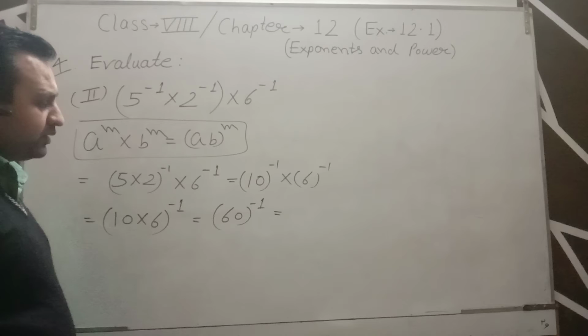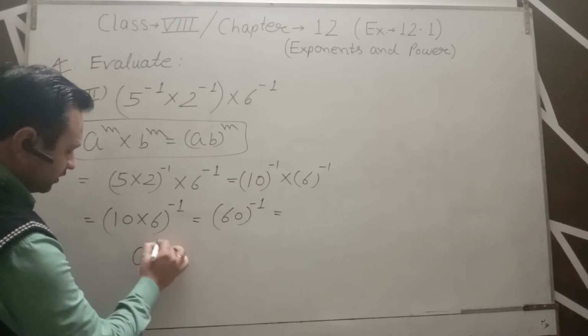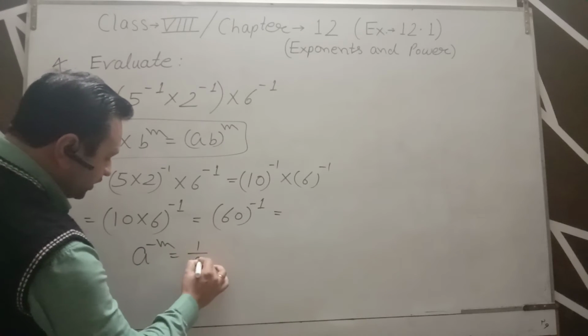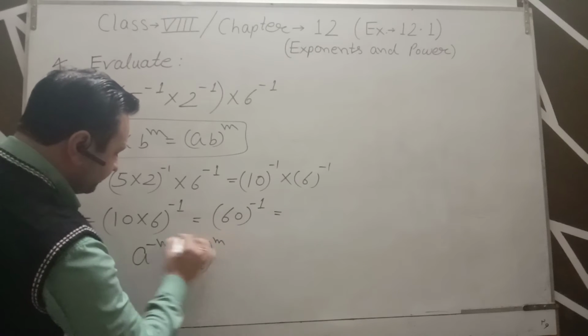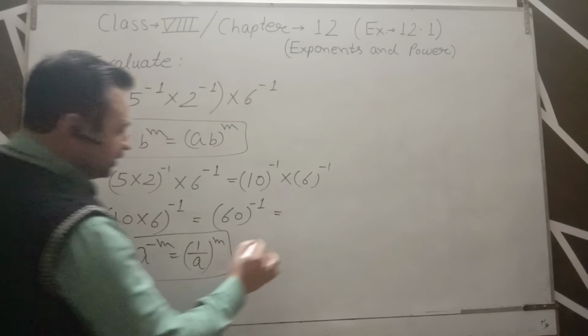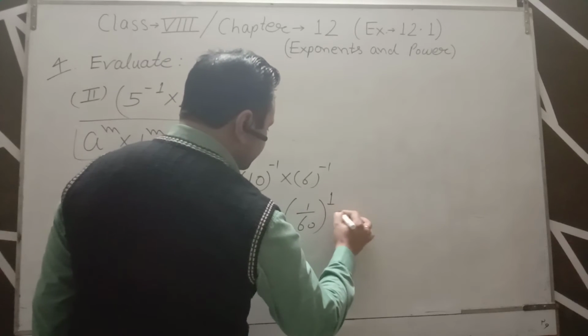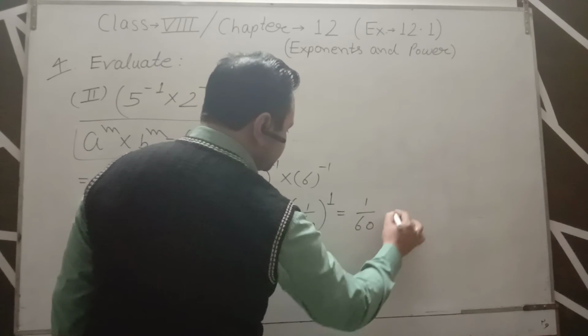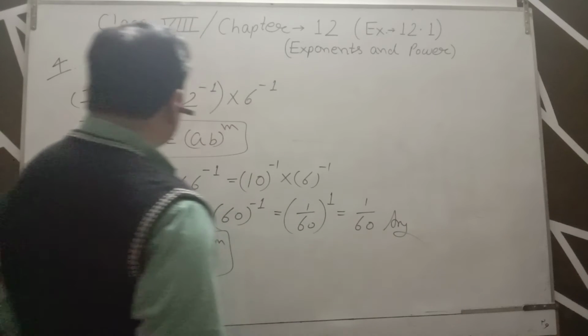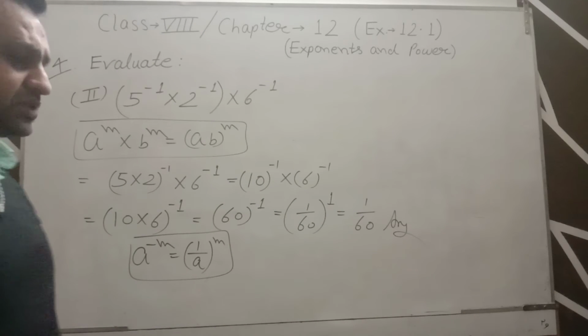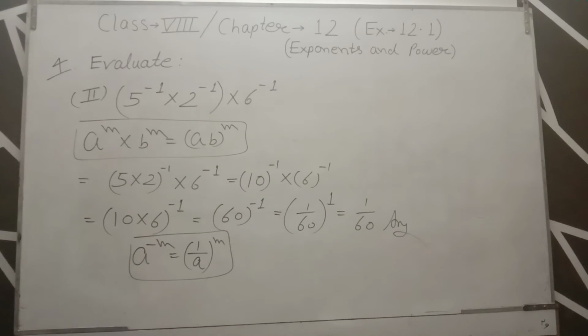A raised to the power minus m is equal to 1 upon a whole power m. So it's mean 1 upon 60 whole power 1. So answer is 1 upon 60. So its value is 1 upon 60. So I show second part also clear, just note down.